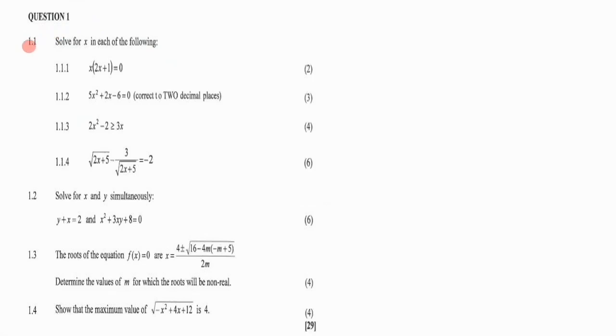Okay, so 1.1 says solve for x in each of the following. We have 1.1.1. We are given this equation here for 2 marks. We're given x(2x + 1) = 0. Now we know with this one it's easy peasy. First you check, you can see that this is in standard form. We have equal to 0 here. That means you just take everything in here and equate it to 0. So you'll take this x, equate it to 0, and then say or 2x + 1 = 0. So you already have one x value here.